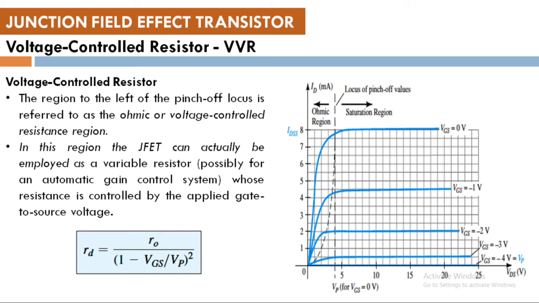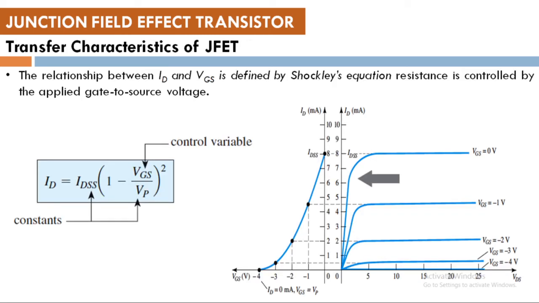Okay, now let's move on to the next section, which we call the transfer characteristics of the junction field effect transistor. In case of transfer characteristics, we are just plotting another side of the output with respect to the input voltage. On the left hand side we have plotted VGS, and on the right hand side we have plotted VDS, the output voltage versus the output current.